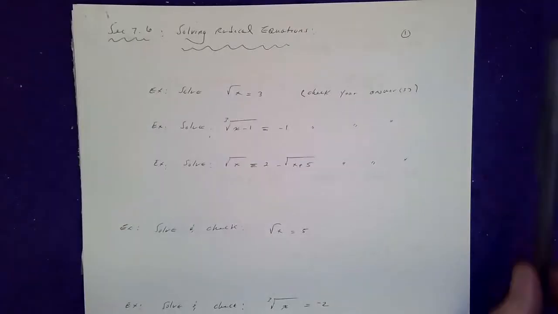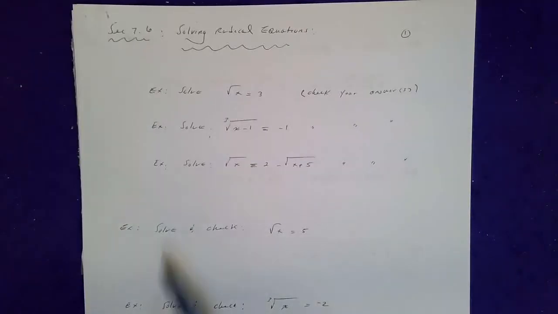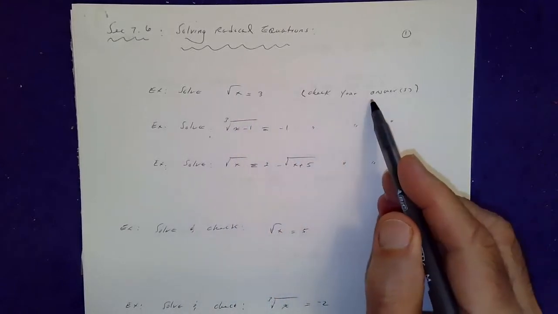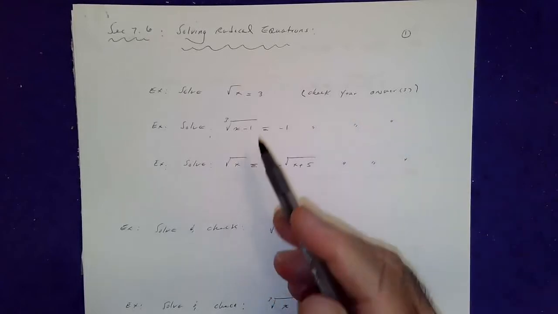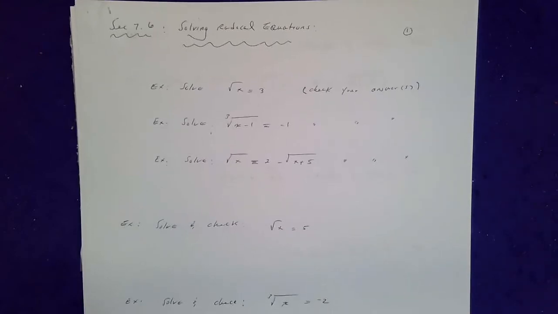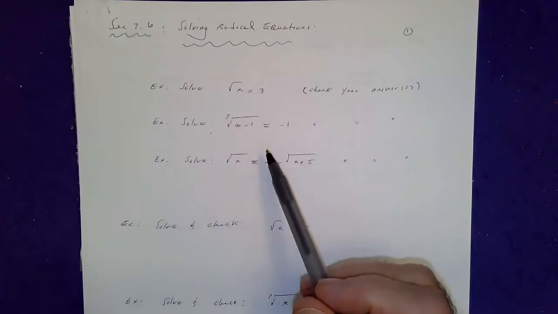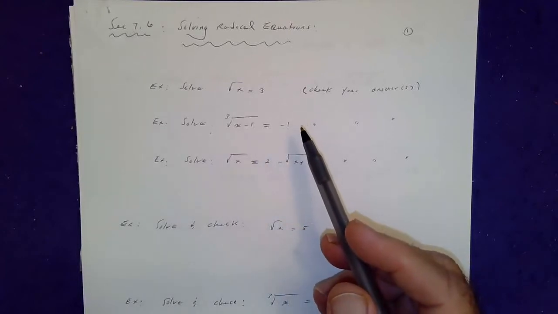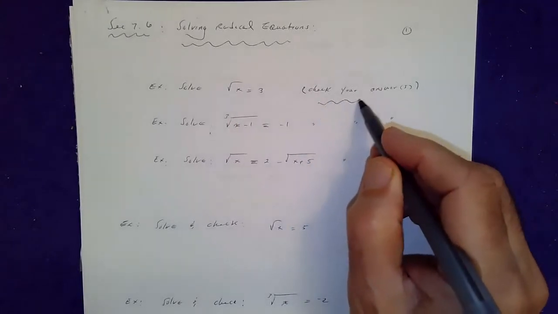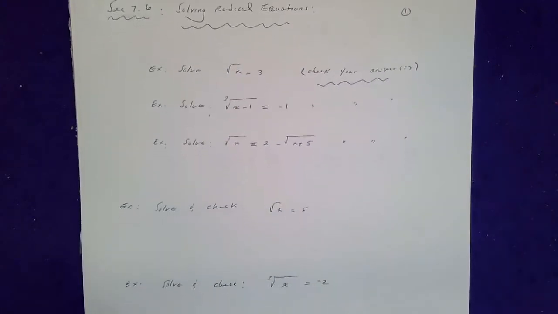Section 7.6, solving radical equations. That means equations with radicals in them. And we should always check our final answers, because sometimes when you solve these kinds of equations, the answer might not be the correct answer. It will be what is called an extraneous answer. So you always have to check your answers when you're doing these kinds of problems.